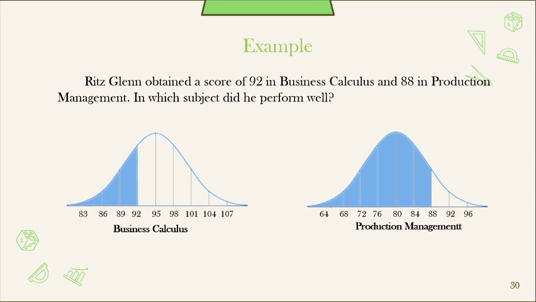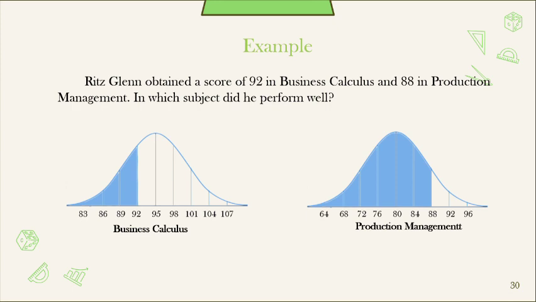Hindi ba ang standard deviation enables us to know how many percent of the scores are above or below each score in the distribution. So, assuming that the scores in business calculus and production management are normally distributed, assume natin na normal lang siya. Let us construct a curve that represents the given data. So, ito yan siya. Ito yung sa business calculus and ito yung sa production management. Kasi ang normal curve model is used as a basis to compare distributions with different means and different standard deviations. So, kaya gagamit tayo ng normal curve.